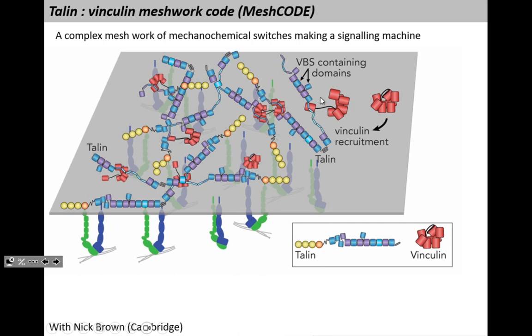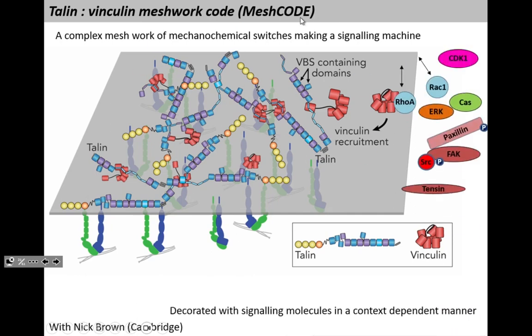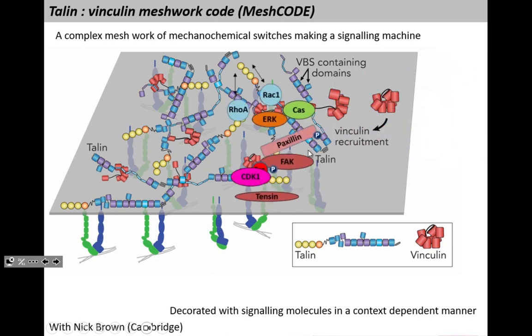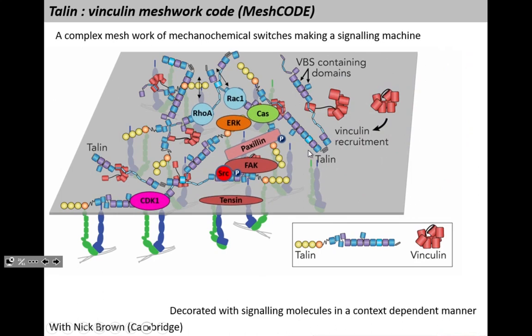And it's not just Talin with switches, vinculin's also got switches. So you've got this complex array of mechanical switches on a cell. So I changed it from Talin code to a meshwork code, or what's now been shortened to a MeshCODE. Depending on the environment, depending on the conditions, you've got a series of switches with binding sites available for all of these different proteins, and they all get recruited onto this in a dose-dependent, context-dependent manner, to change the signalling of that cell. And this is what we're trying to understand.